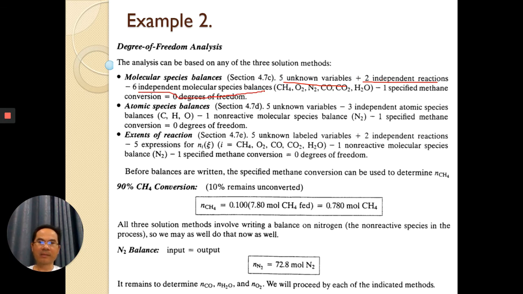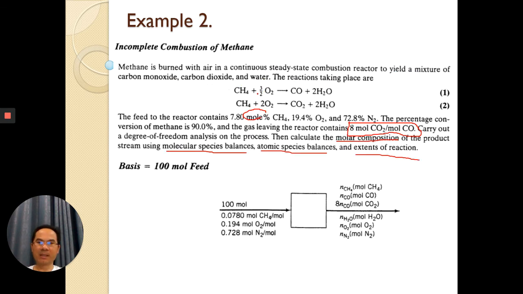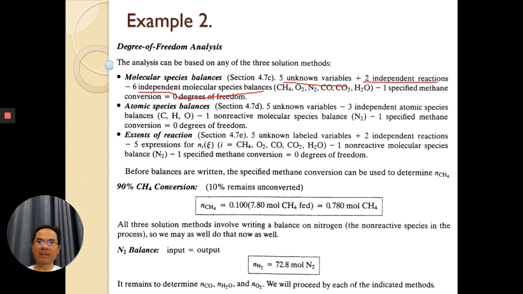We have 6 molecular species: methane 1, oxygen 2, carbon monoxide 3, water 4, and so on, up to carbon dioxide 6. We don't include nitrogen here because nitrogen is inert. We have 6 molecular species balances and 1 methane conversion, so you get 0 degrees of freedom. You can use the molecular species balances to solve for the unknowns. The next is the atomic species balance.